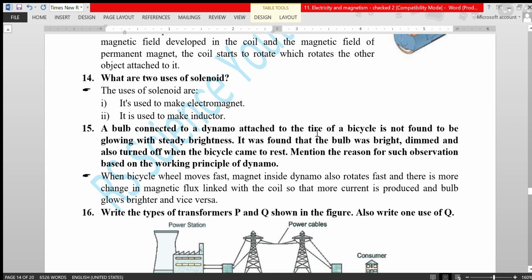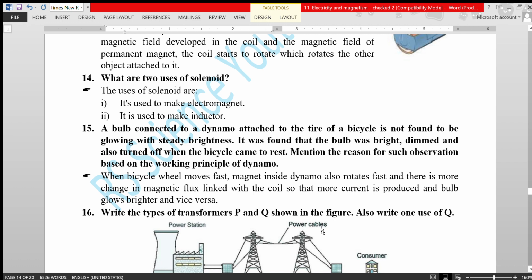A bulb connected to a dynamo attached to the wheel of a bicycle is not found to be glowing with steady brightness. It was found that the bulb was bright, dimmed, and also turned off when the bicycle came to rest. Mention the reason for such observation based on the working principle of the dynamo. When the bicycle runs fast, the magnet inside rotates fast, and there is more change in magnetic flux linked with the coil, so more current is produced and the bulb glows brighter, and vice versa.